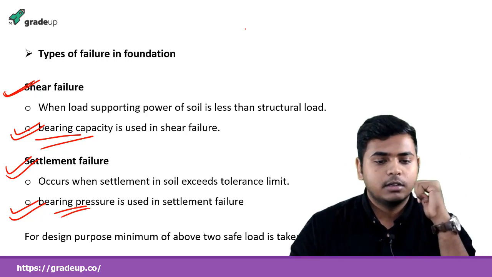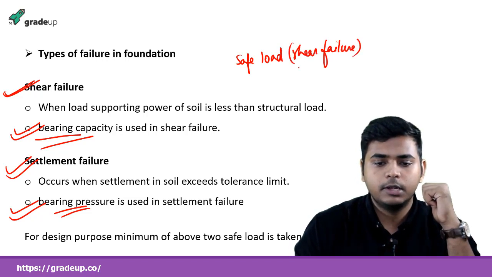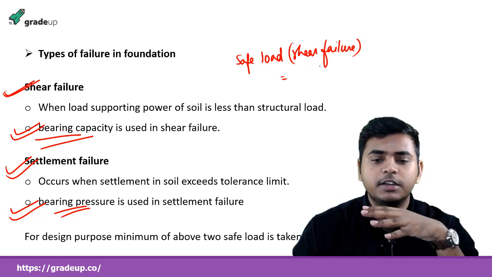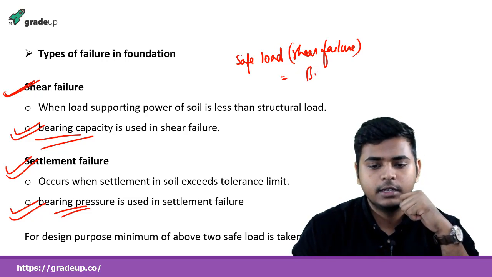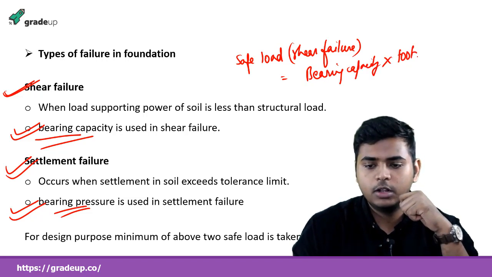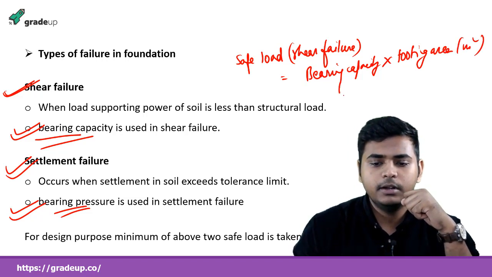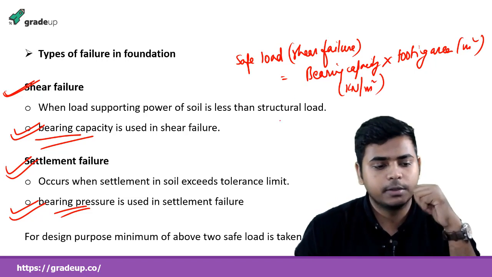And safe load, in case of shear failure, as I told, you have to use bearing capacity. So bearing capacity into footing area, you will get the load. This will be in meter square for footing area and this will be in kilonewton per meter square. So you will get the final value in kilonewton.